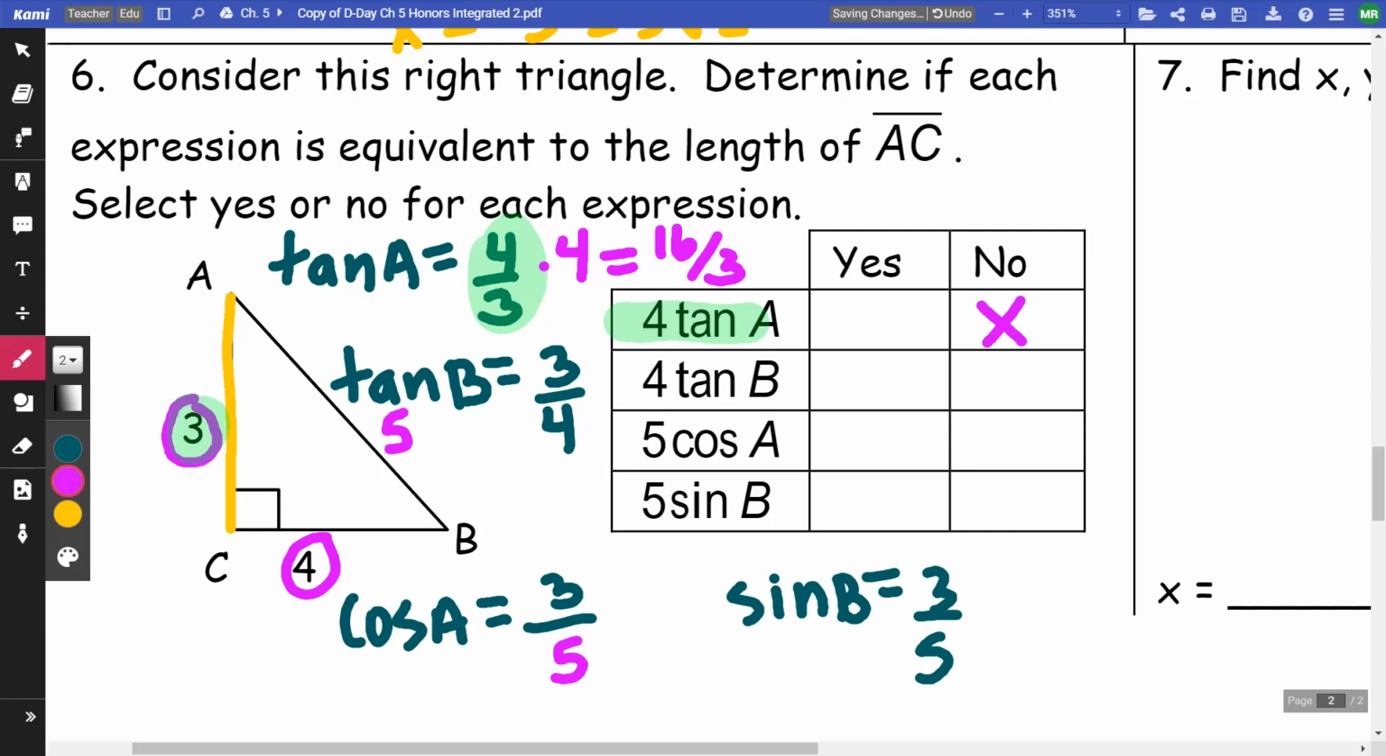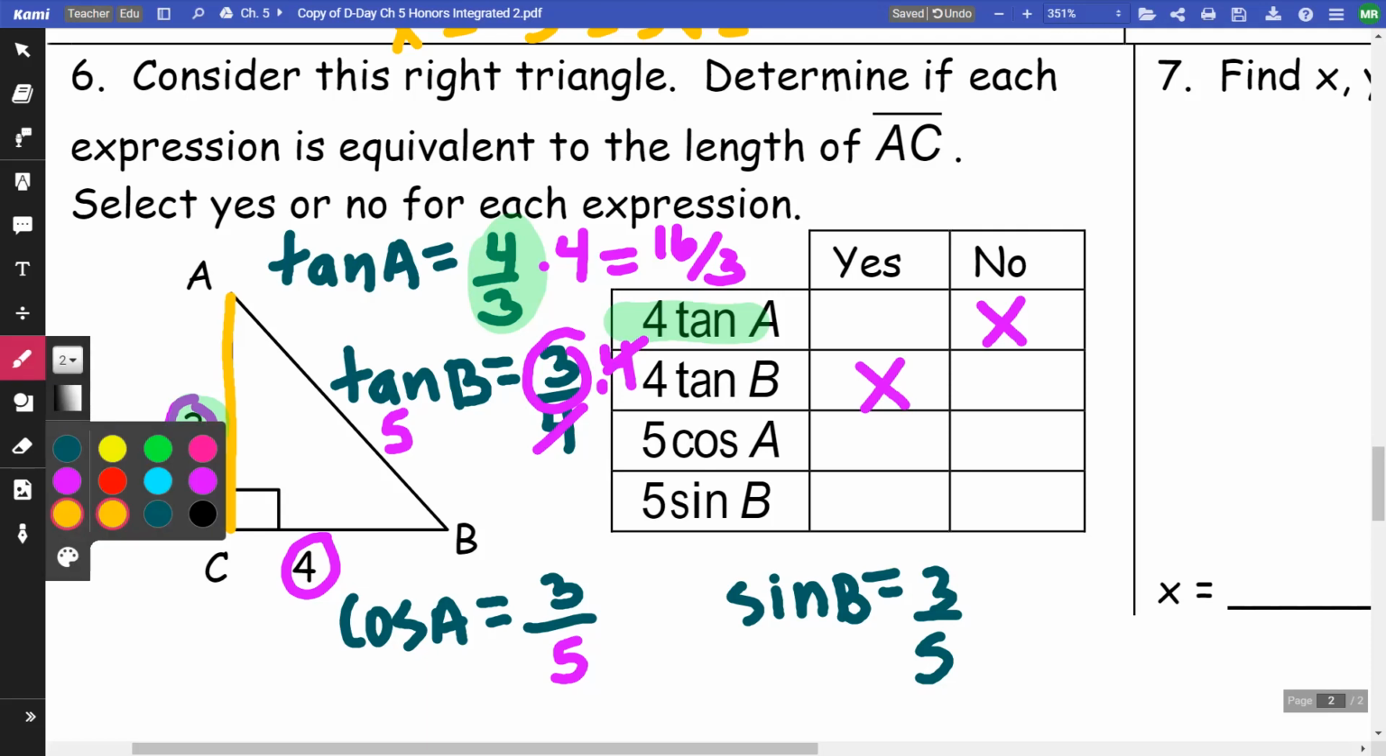When I'm doing tangent of b times 4, so I'm going to times this by 4, those 4's cancel out. I do get a 3, so this is a yes. When I multiply cosine of a by 5, you see those are going to cancel out and I get a 3, so this is a yes. When I do sine of b by 5, you'll see that these cross out. I do get a 3, so this is a yes.